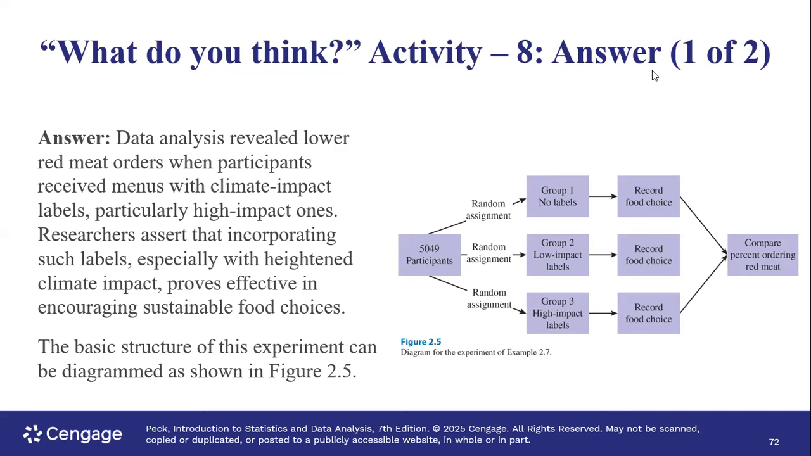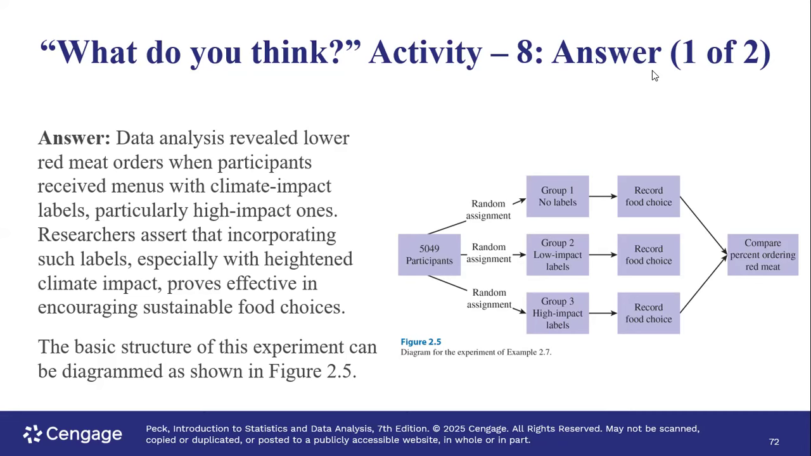Group 2, they were given low impact labels. Again, record what food they ordered. And group 3, they got high impact labels. And what did they find out? Researchers assert that incorporating such labels, especially with heightened climate impact, that is group 3, people were more judicious in selecting foods that were sustainable to the environment.